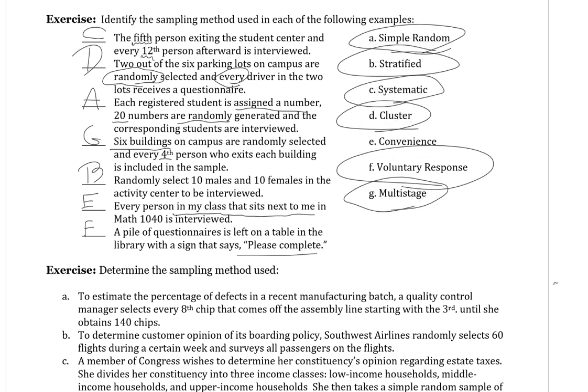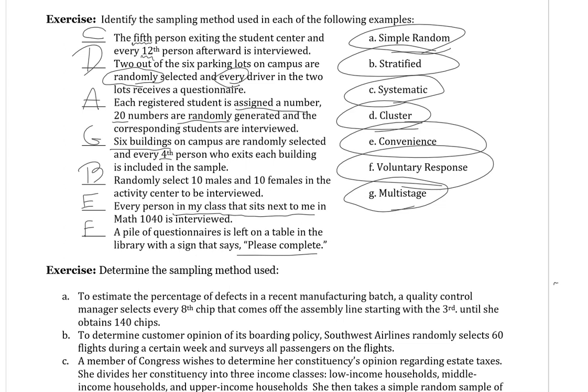All right. With that said, there's one last note I want to make about each of these. In most of these cases, realistically, we would look at them and say, oh, well, they have a chance to respond. The students assigned a number, and then they're interviewed. They have a chance to respond. The randomly selected 10 males and females are interviewed. They have a chance to respond. And same thing with the people that sit next to me in class. They have a chance to respond.